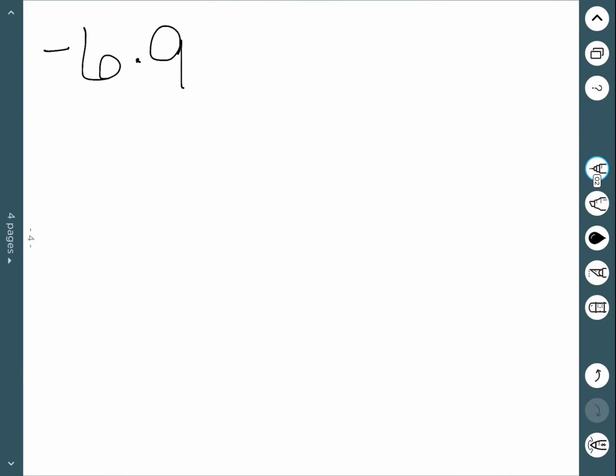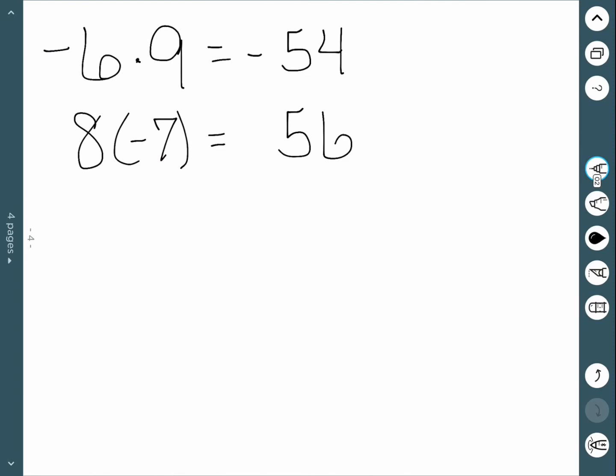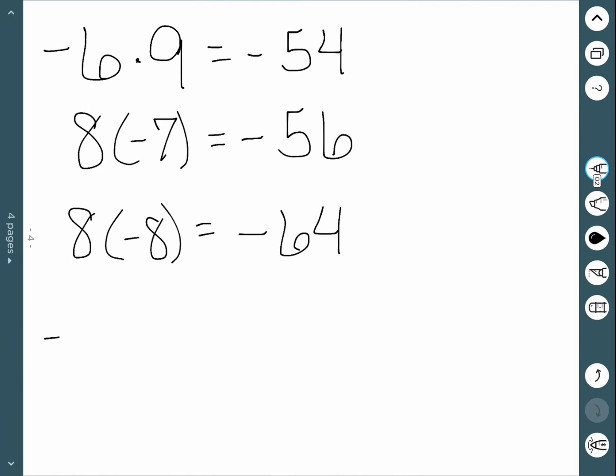Let's do some examples. Negative 6 times 9. Well, we know that 6 times 9 is 54. And we know that here we have a negative and a positive, so my answer should be negative. What about something like 8 times negative 7? We know that 8 times 7 is 56, and we have a positive number and a negative number, so my answer should be negative. 8 times negative 8, well, we know that 8 times 8 is 64, and once again I have one positive and one negative, so this should be negative.